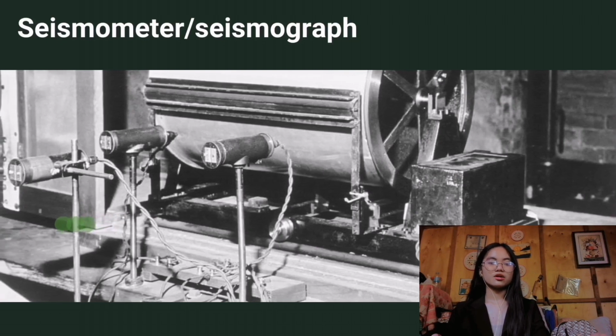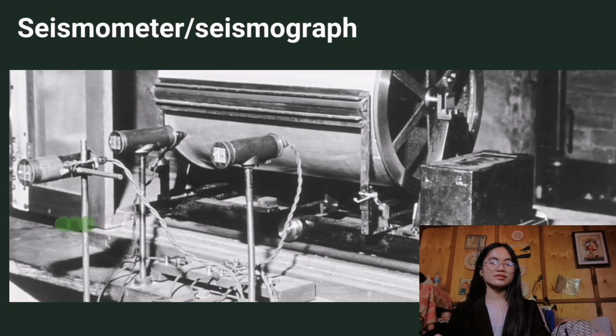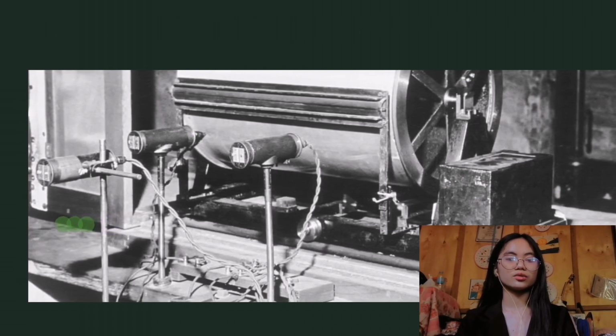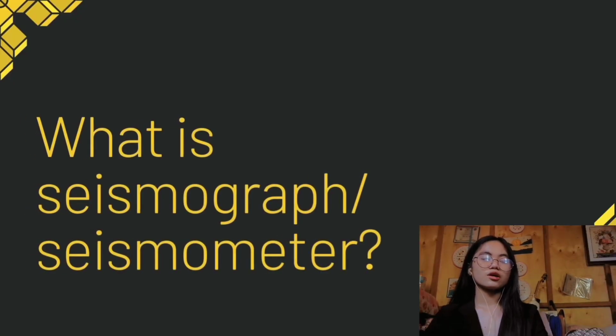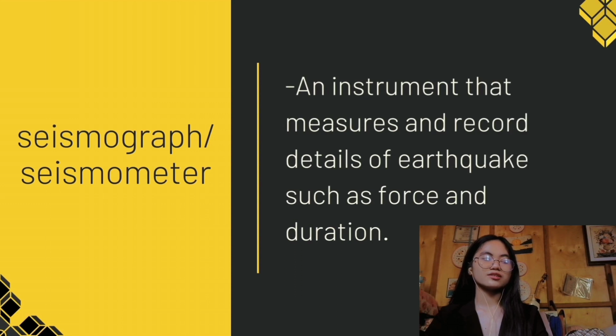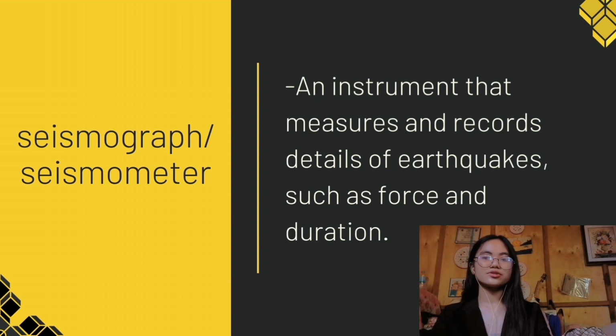By the use of a seismograph, also known as a seismometer, we can record and detect earthquakes. So what is a seismograph or seismometer? It is an instrument that measures and records data of earthquakes, such as force and duration. By the use of this, we can easily record earthquakes and detect them.